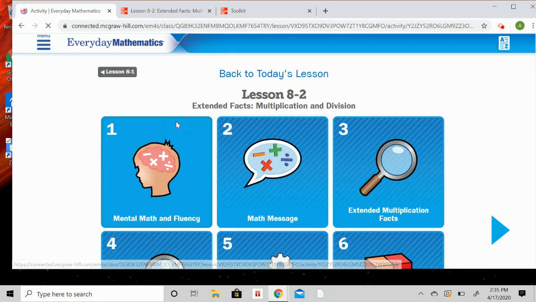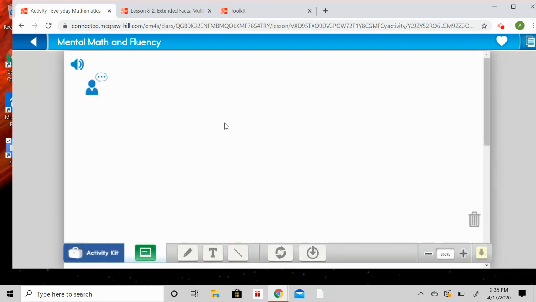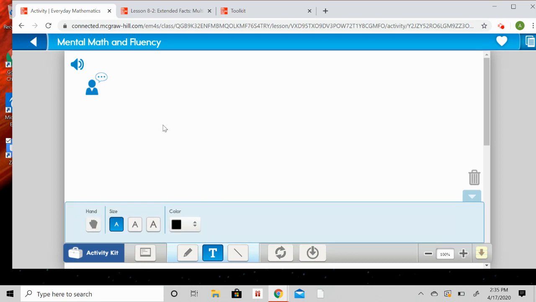We're going to start with mental math and fluency. Your mental math and fluency don't have anything on the screen. I want you to just listen. If you click on the speaker, it says mental math and fluency. I'm going to give you a problem. You are going to solve it on a piece of paper or right here on the screen.